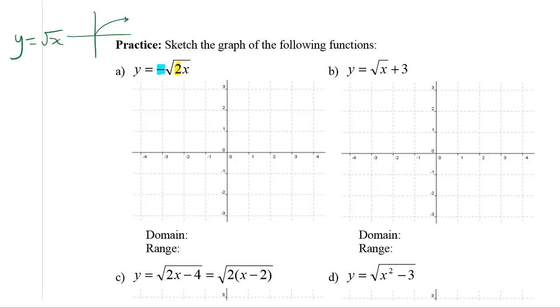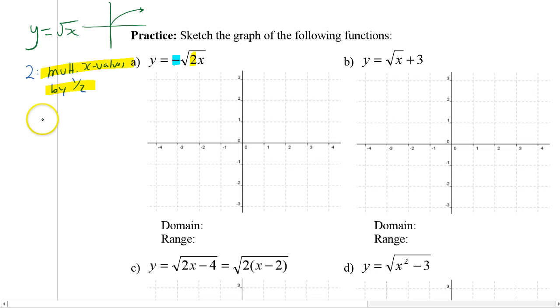The 2 here is the b value, so I'm going to be multiplying our x values by a half. Okay, so that is that change. Now the negative value means that I'm going to be multiplying my y values by negative 1, otherwise known as a reflection. When you multiply the y values by negative 1, it reflects over the x-axis.